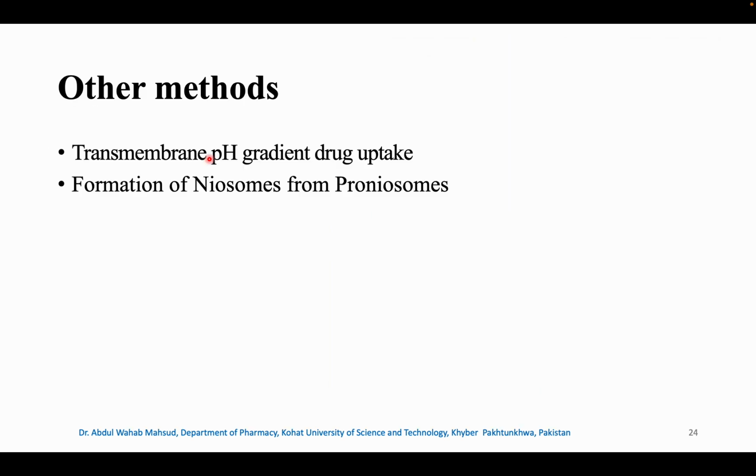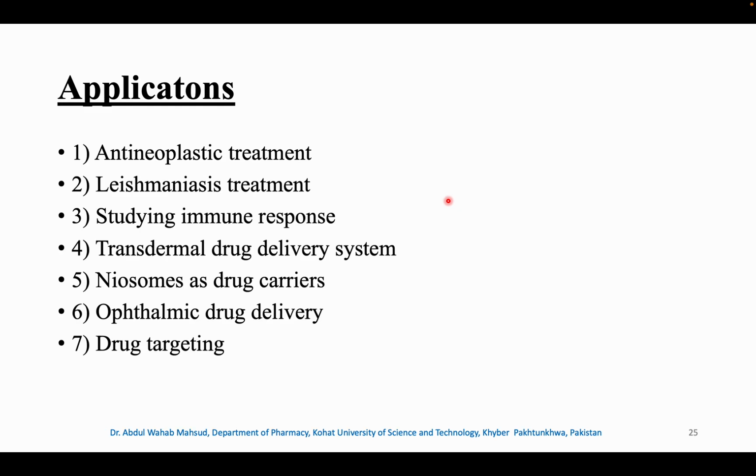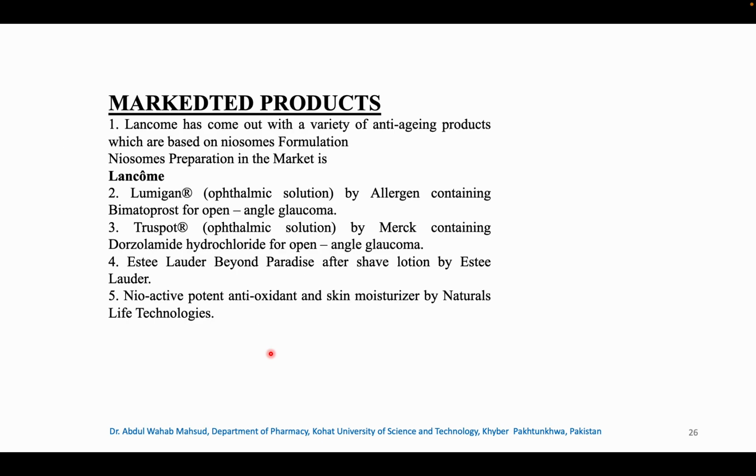Other methods which are used for the preparation of niosome and liposome are the transmembrane pH gradient drug uptake method and the formation of niosome from pro-niosome. These are also methods used for the preparation of niosomes. Applications of niosomes: niosomes are used in antineoplastic treatment, leishmaniasis treatment, studying immune response, transdermal drug delivery systems, as drug carriers, ophthalmic drug delivery, and drug targeting. These are the different applications of niosomes.